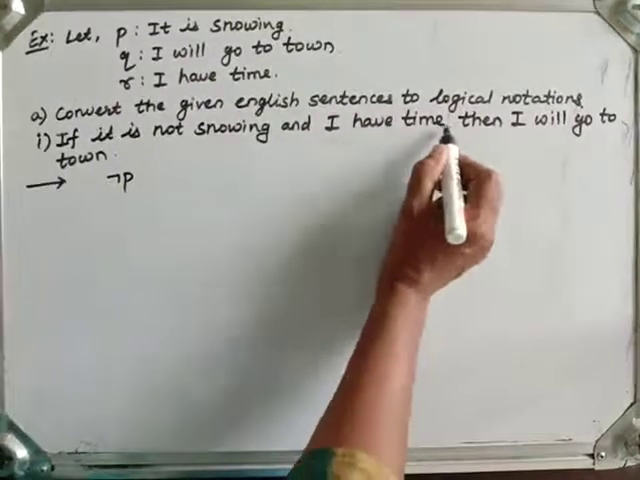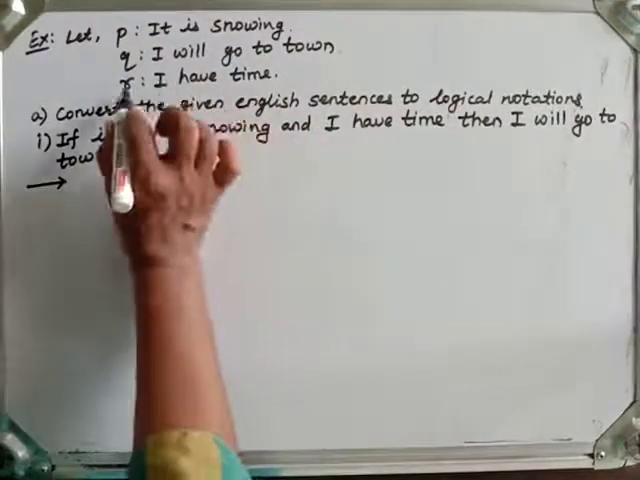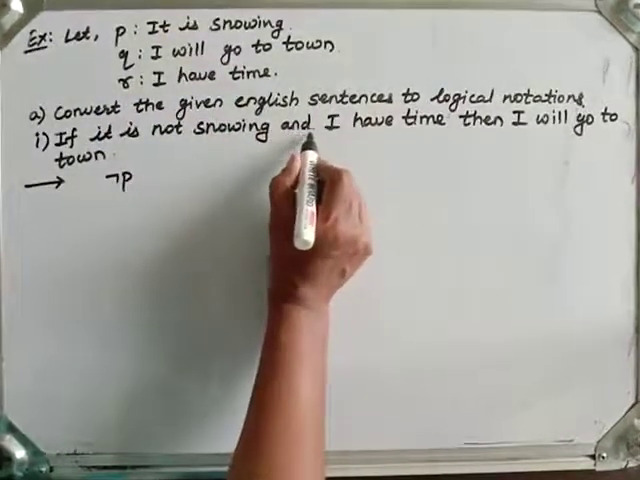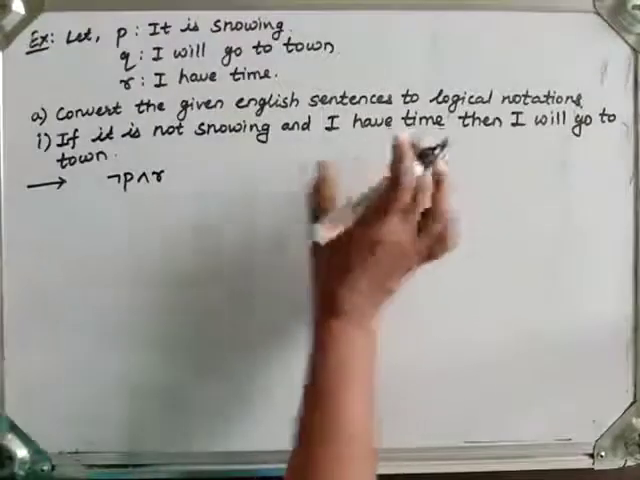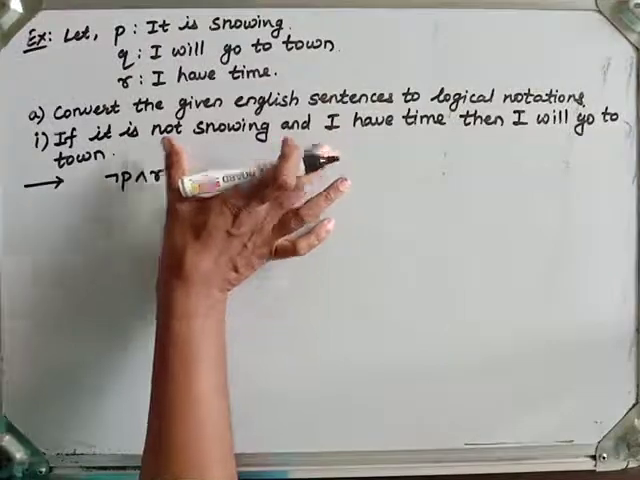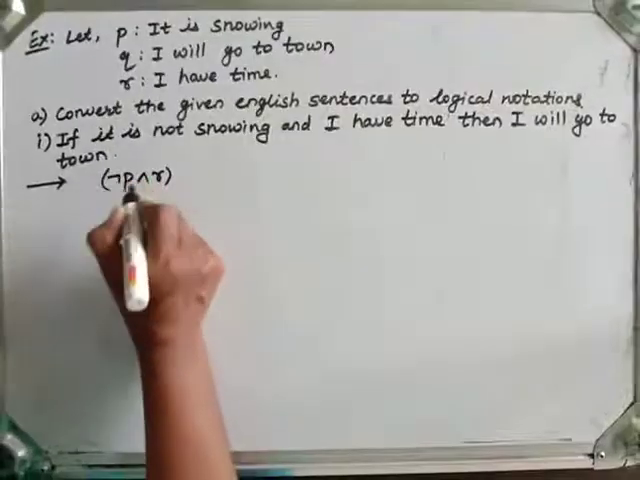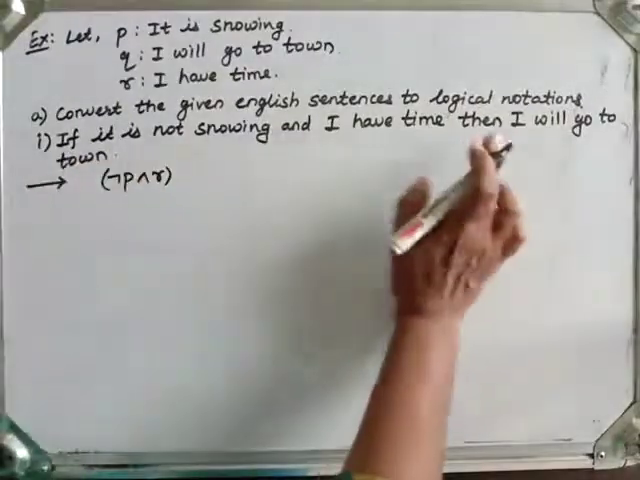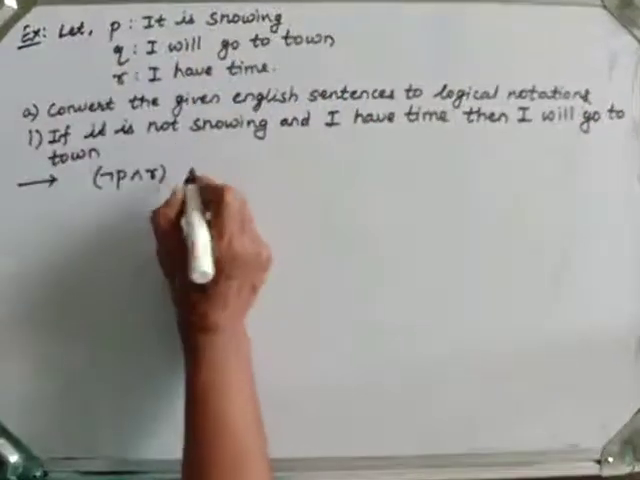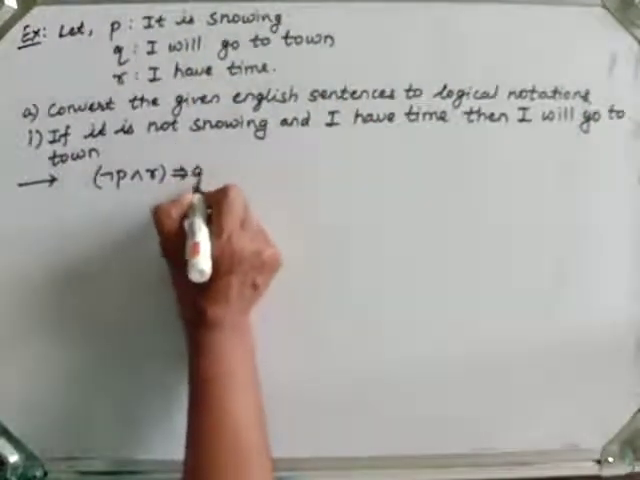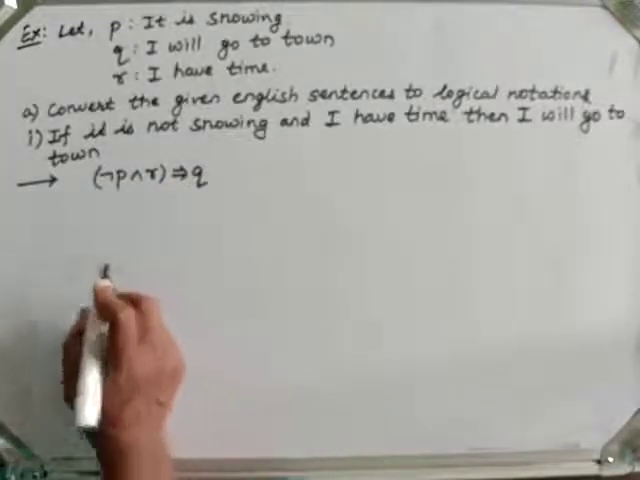And I have time: "I have time" is R. And in between them, "and" means conjunction. So negation P and R. This is our premise here. Then I will go to town; "I will go to town" is Q. So this implies Q. This is our answer here.